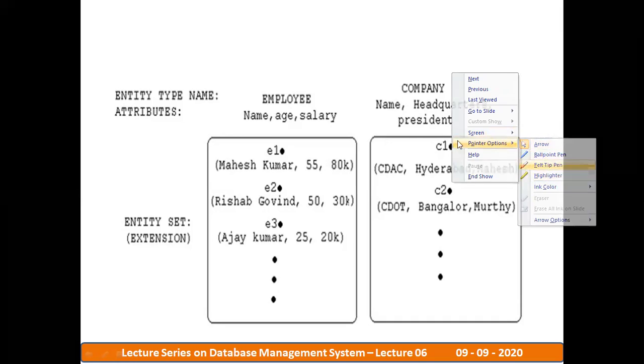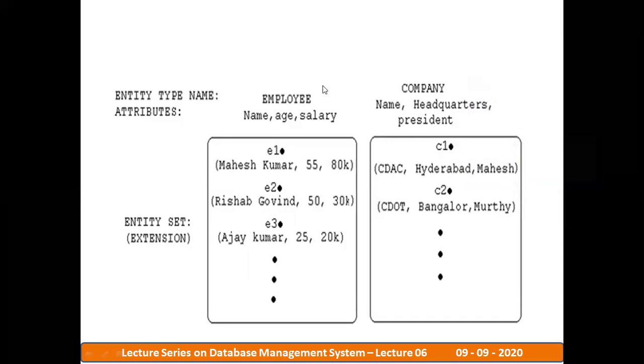Okay. So employee and company are the entity types. This employee has 3 attributes. These attributes describe the entity type called employee: name, age, salary. So these are the attributes of the entity called employee. Now for the company, the attributes are name, headquarters, and the president.